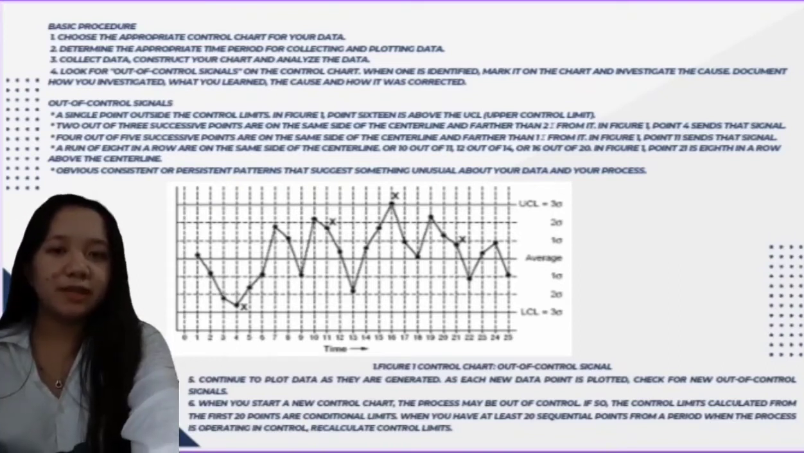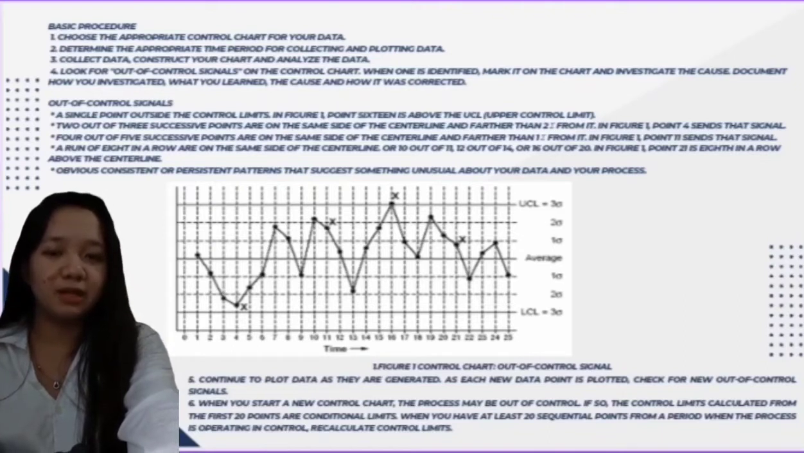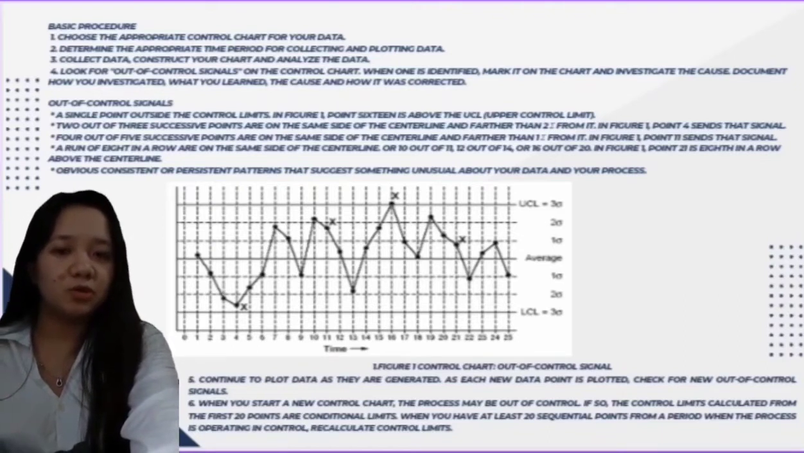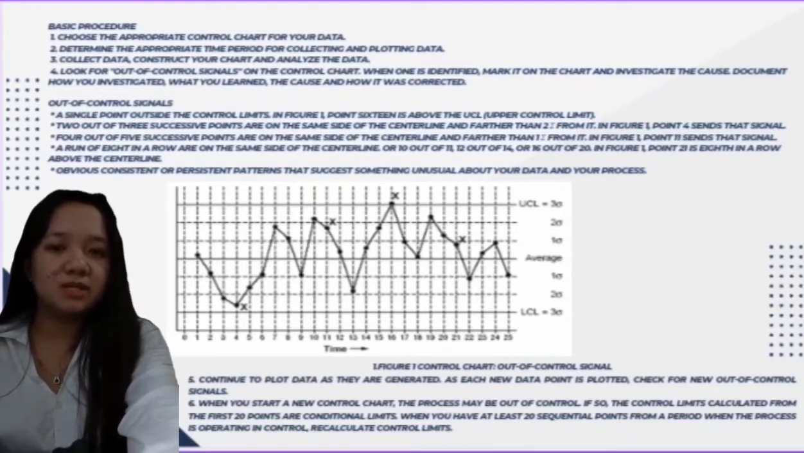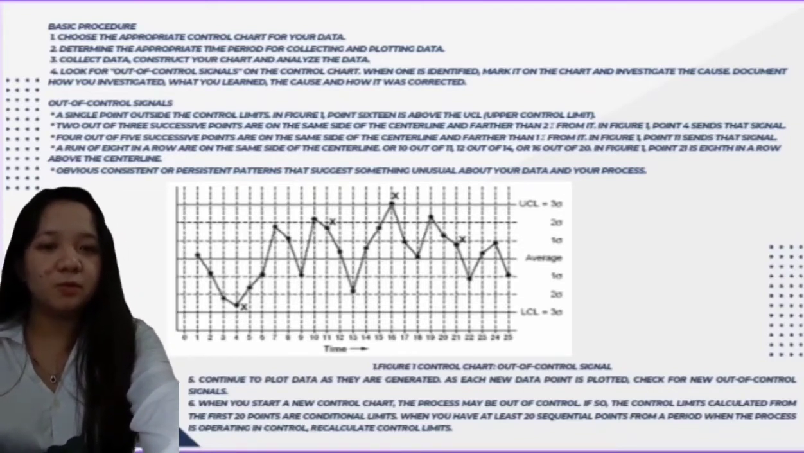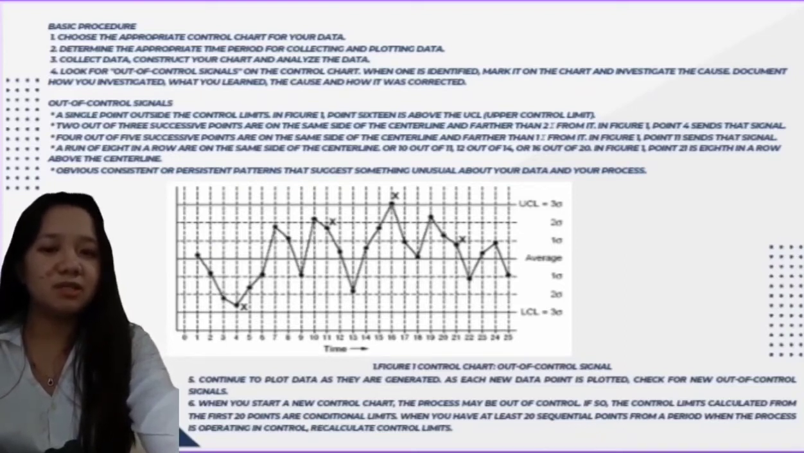5. Continue to plot data as they are generated. As each new data point is plotted, check for new out-of-control signals. 6. When you start a new control chart, the process may be out of control. If so, the control limits calculated from the first 20 points are conditional limits. When you have at least 20 sequential points from a period when the process is operating in control, recalculate control limits.